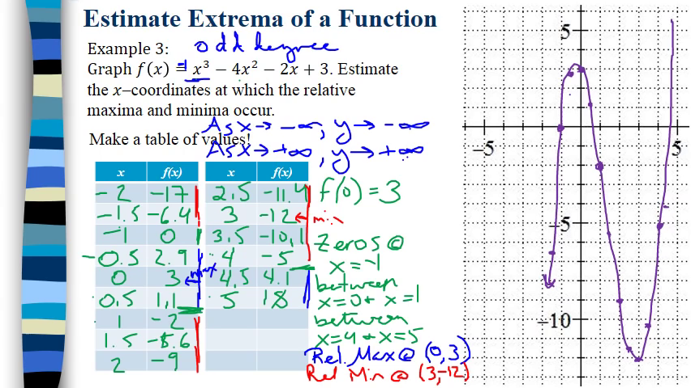Okay, so here are my arrows. And it looks like my 0, again, happens at -1, and then between 0 and 1, so that's accurate, and between 4 and 5, so that looks accurate also. And then we said we have a relative maximum at (0, 3). I'm going to guess it's going to happen actually a little bit before it, but that's okay. And then we have a relative min at (3, -12), and there's our graph.